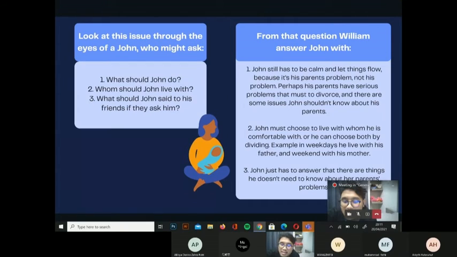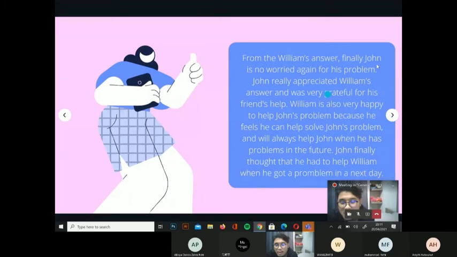Perhaps his parents have a serious problem that means they must divorce, and there are so many issues John shouldn't know about his parents' problem. John must choose to live with whom he is comfortable with, or he can choose both by dividing. Example, on weekdays he lives with his father, and on weekends lives with his mother. And third one, John just has to answer that there are things he doesn't need to know about his parents' problem. From William's answer, finally, John is no longer worried about his problem.